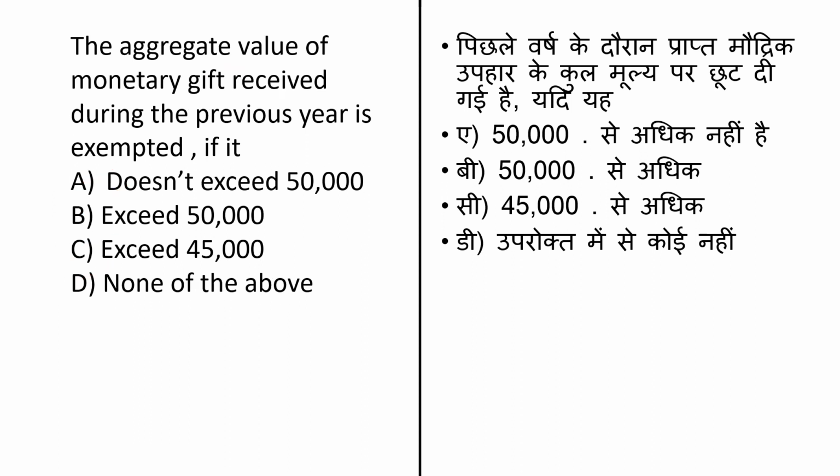The aggregate value of monetary gifts received during the previous year is exempted if it does not exceed 50,000. Up to 50,000 there will be no tax on the gift. Once it exceeds 50,000, you have to pay tax. Only on marriage, if you are receiving any gift, there will be no tax, whether it exceeds 50,000 or not.